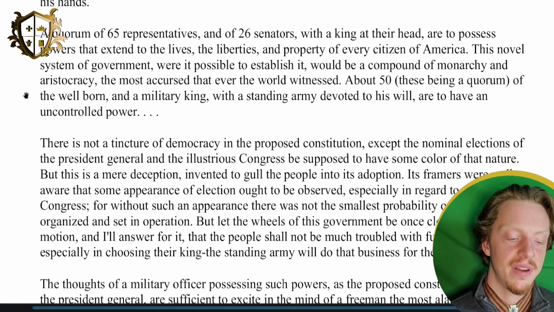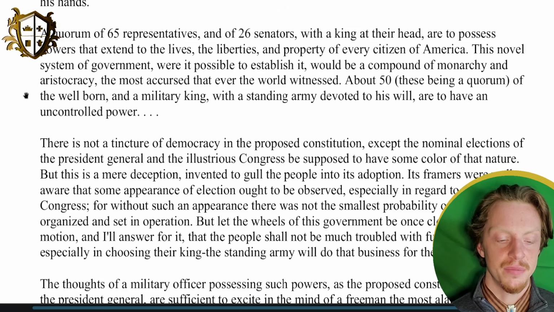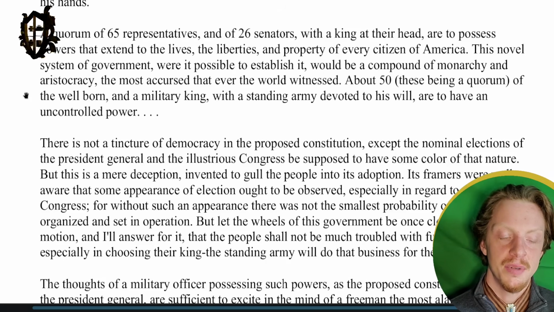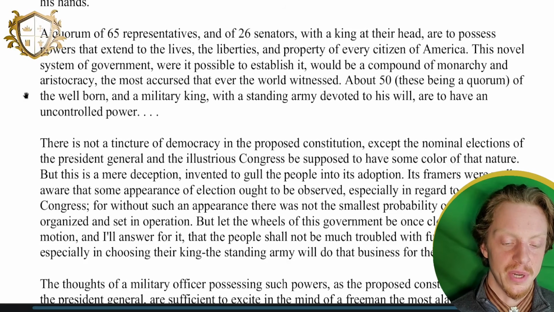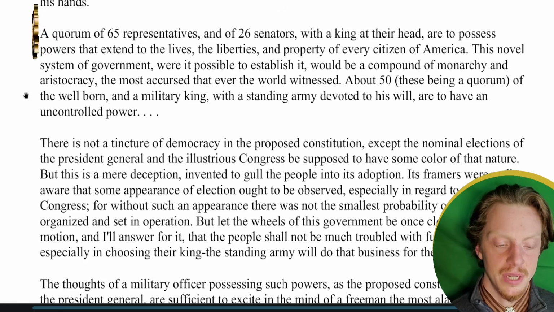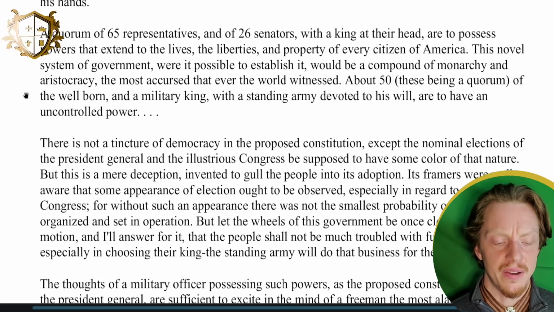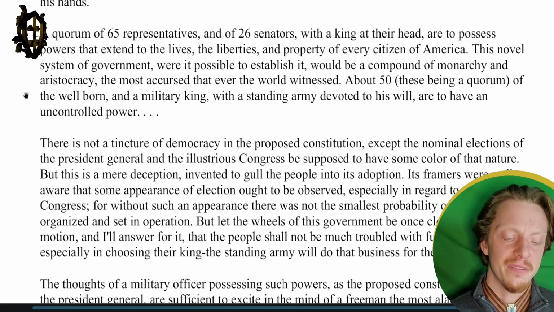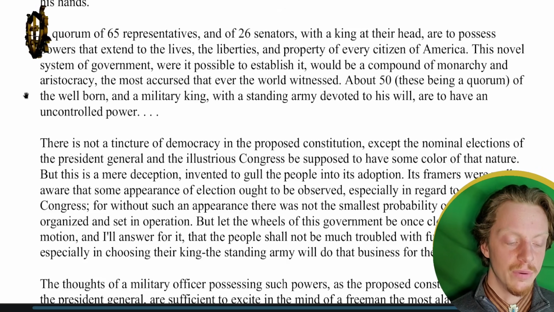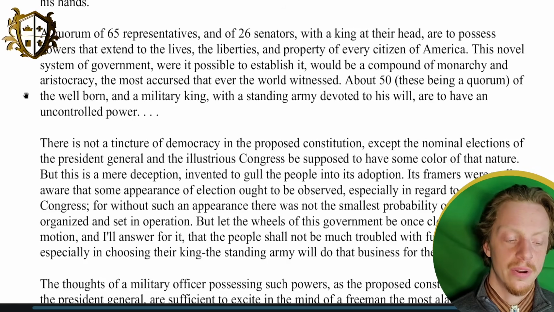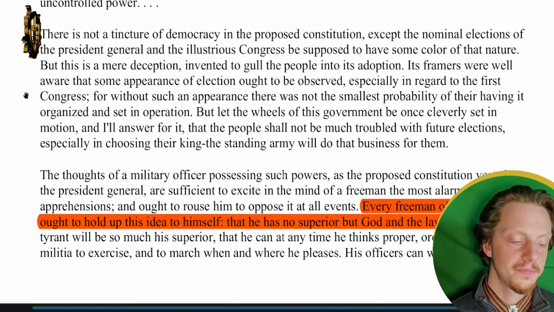A quorum of 65 representatives and of 26 senators, with a king at their head, are to possess powers that extend to the lives, the liberties, and property of every citizen of America. This novel system of government, were it possible to establish it, would be a compound of monarchy and aristocracy, the most accursed that ever the world witnessed. About 50, these being a quorum, of the well-born, and a military king with a standing army devoted to his will, are to have an uncontrolled power.